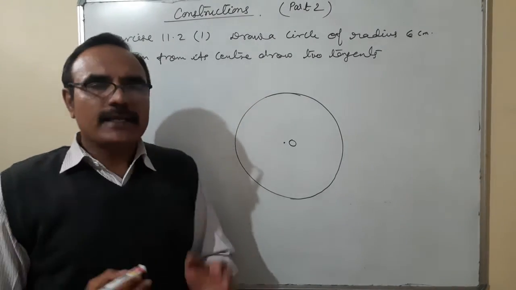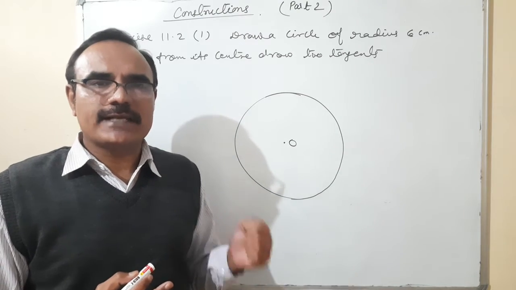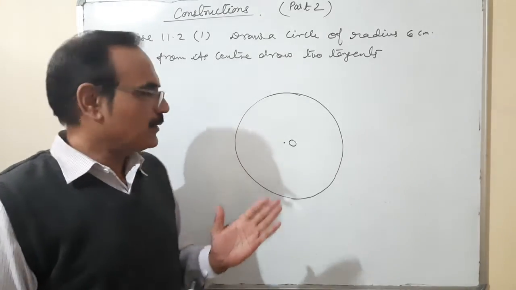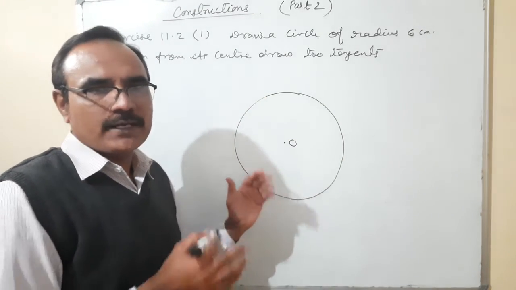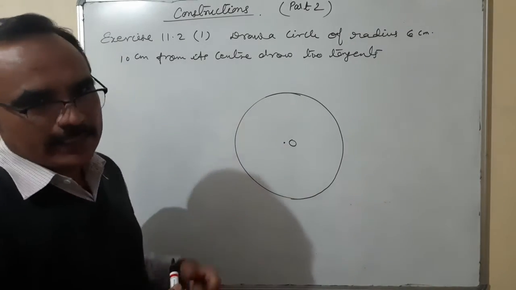We are saying that 10 centimeter away from it. Away from it means away from what? Away from the center of the circle, 10 centimeter. So you are free to take 10 centimeter to the right, left, up, down, wherever the space is provided on your answer book. From here, suppose I am taking 10 centimeter on the left hand side.